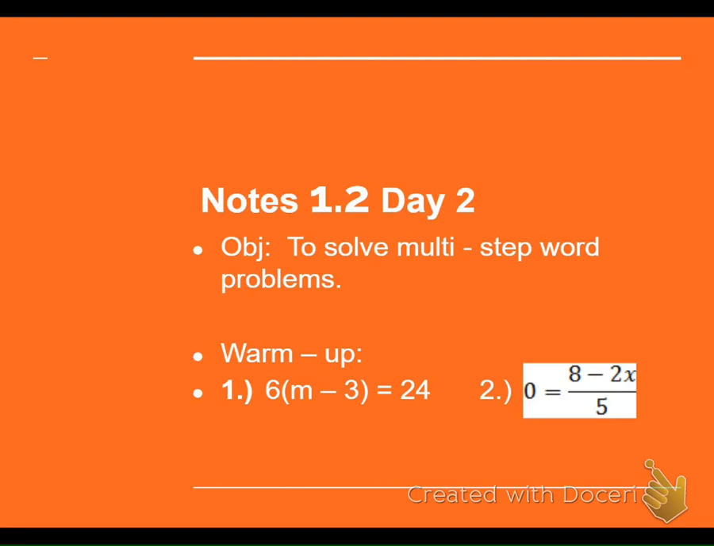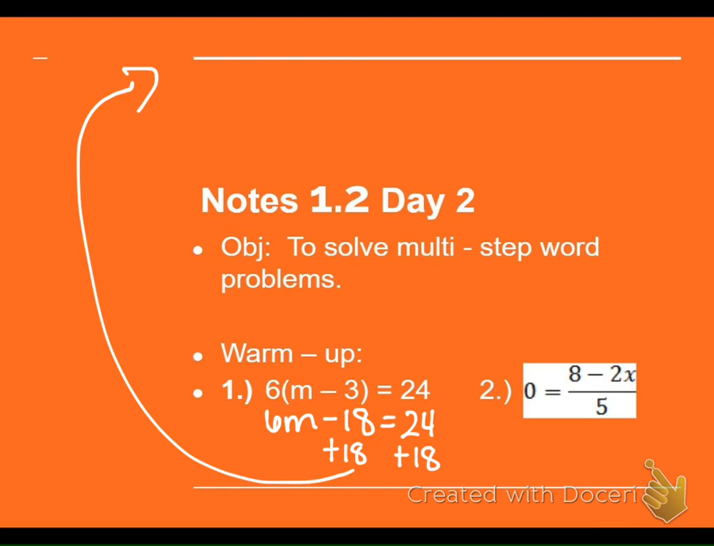All right, let's talk about these. First one, hopefully you saw that you need to distribute first. So that's going to give us 6m minus 18 equals 24. Then we would need to add the 18 on both sides. Okay, I'm going to pick it back up at the top of the slide since I'm running out of room.